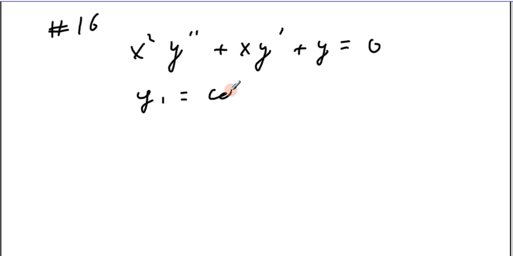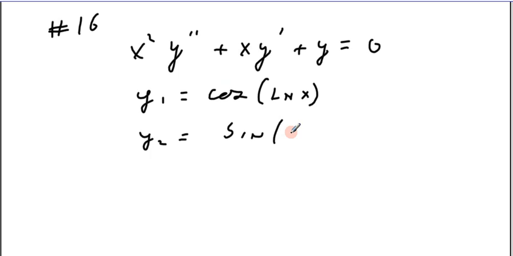Alright, so I've got x squared y double prime plus x y prime plus y is equal to 0. I've got a y1, which is going to be the cosine of the natural log of x. And y2 is going to be the sine of the natural log of x. And then I'm going to have initial conditions: y of 1 is equal to 2, y prime of 1 is equal to 3.